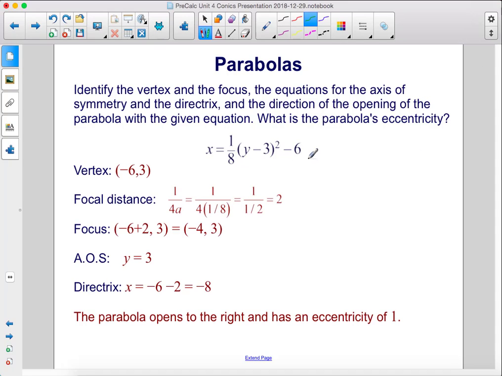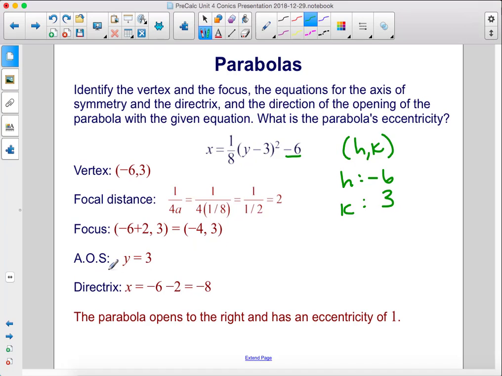Alright, so in this case, we're dealing with x as a function of y. So the vertex is at h, k, but in this case, h is -6, and k is +3. So the vertex is at h, k, which would be -6, 3. The focal distance is 1 over 4a, and a is 1/8. So we have 1 over 4 times 1/8, which gives us a focal distance of 2. The focus is at h plus the focal distance, k. So that would be -6 plus 2, 3, which is -4, 3.